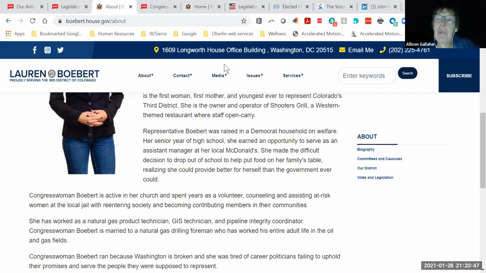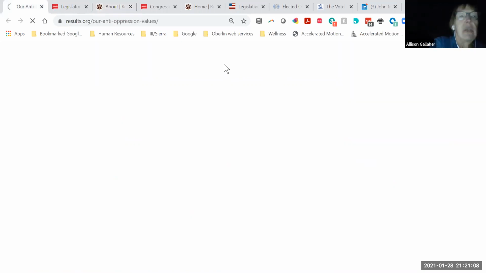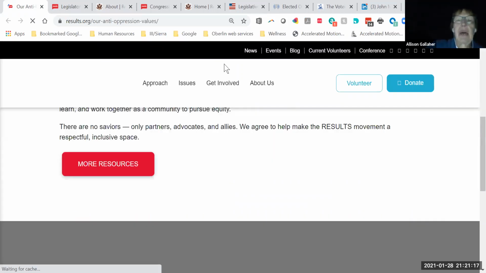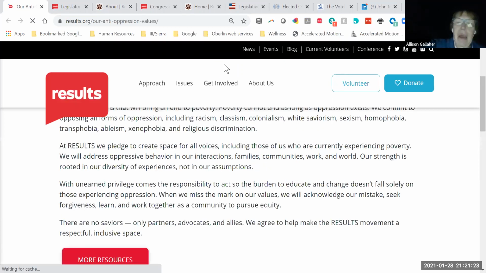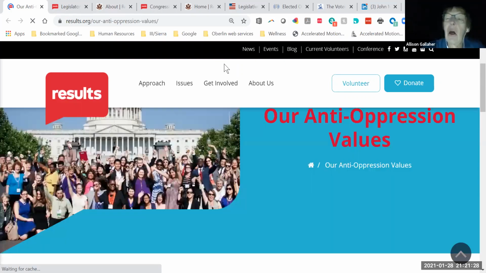Thanks. I wanted to add, and the last commenter actually really started the thinking on this. I was looking back at our anti-oppression values, and our values are: we stand against all kinds of oppression: classism, sexism, homophobia, transphobia, colonialism, racism, white saviorism, ableism, xenophobia, religious discrimination, and we pledge to create a space for all voices.